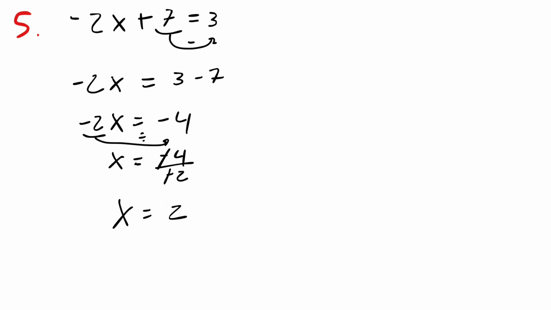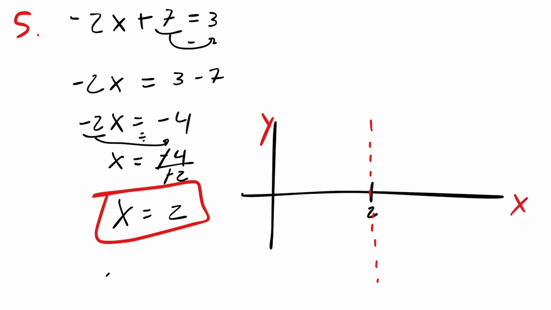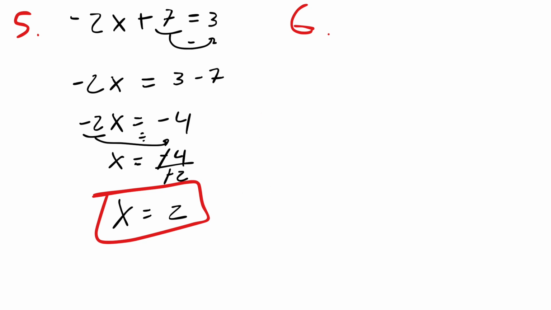So how would be the graph for a linear equation in this case where we have x is equal to 2? The line will be present everywhere on the y-axis but only touching the x-axis on the number we had, which is 2. For our sixth example, we have x over 2 plus 4 greater than 5.